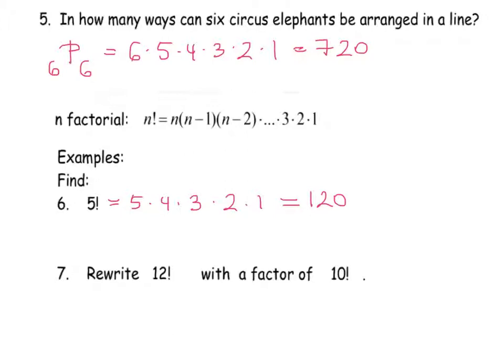In question number 7, it's asking us to rewrite 12 factorial with a factor of 10 factorial. So 12 factorial will be 12 times 11 times 10 factorial, because 10 factorial represents the numbers decreasing by 1 from 10 to 1.